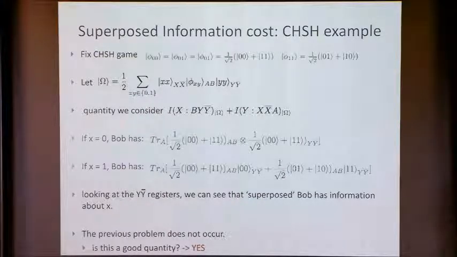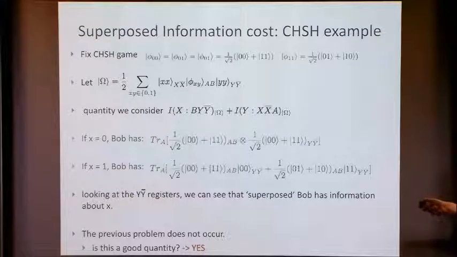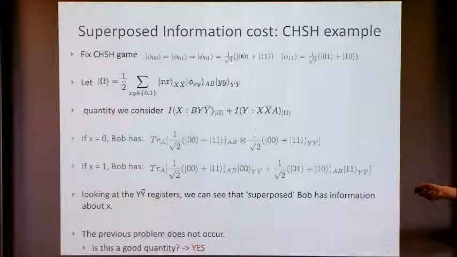And now what's going on? If Alice has X equals 0, then no matter what Y is, the advice state will be 0, 0 plus 1, 1. So for both, you trace out the A part, and Bob will have this state. If X equals 1, what happens? If Y equals 0, the advice state is 0, 0 plus 1, 1. But if Y equals 1, then the advice state becomes 0, 1 plus 1, 0. So here you can see that if you just look at the Y bar register, if Alice has X equals 0, Bob will have 0, 0 plus 1, 1 in this register.